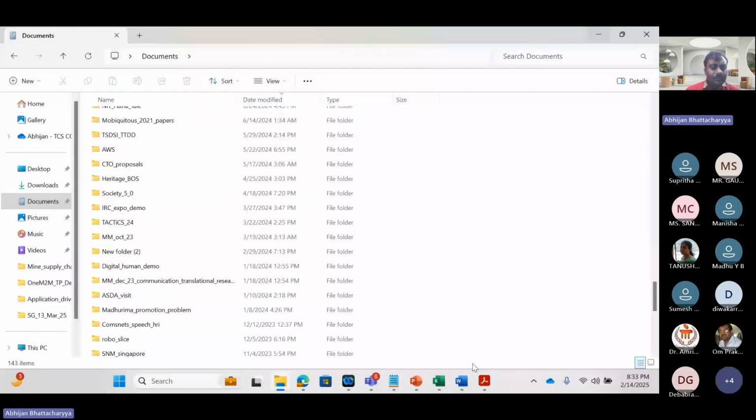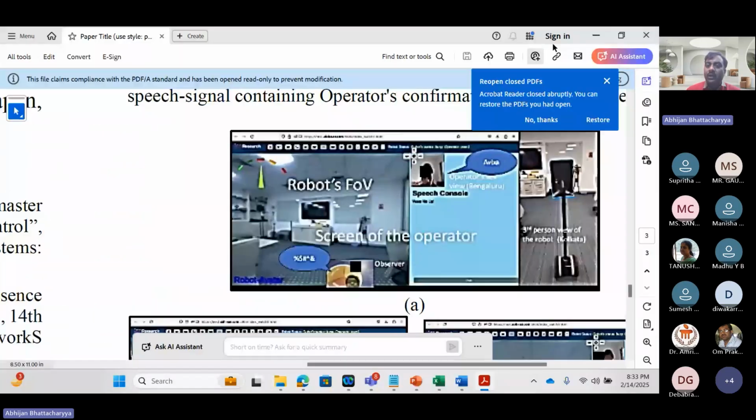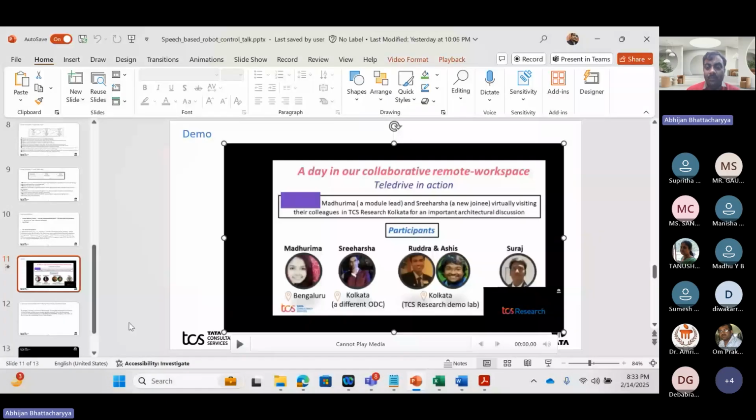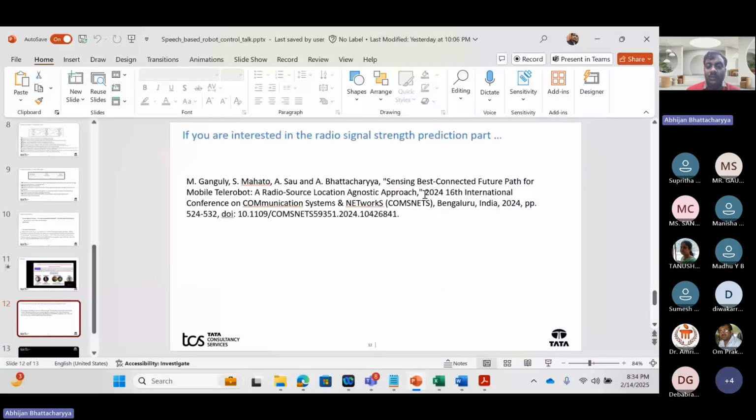For any further information on the radio part, we had a paper published in the same year, 2024, in the ComsNets main track, on sensing the best connected future path for a mobile telerobot. We integrated these two components, the speech and the radio sensing, and although the solution has a combined impact, we published it in two different tracks. The speech-based command was in the demo track here, and the radio sensing part was in this paper, so you can go through that.